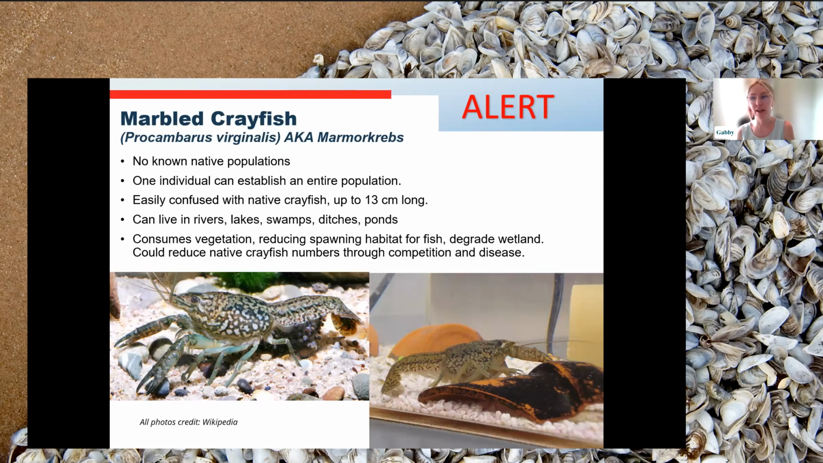But essentially this species has been introduced into the wild in Europe, and they're seeing it as a species that can tolerate a wide range of conditions as well. It can live in rivers, lakes, swamps, ditches, and ponds, and there's a fear that it can outcompete the native crayfish species. It can consume vegetation and reduce habitat for fish and other aquatic species, so essentially degrading the aquatic system like a lot of the other species we've talked about.